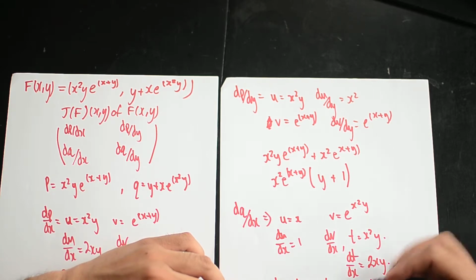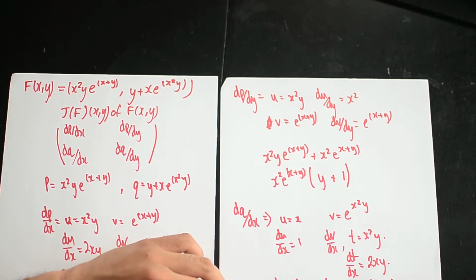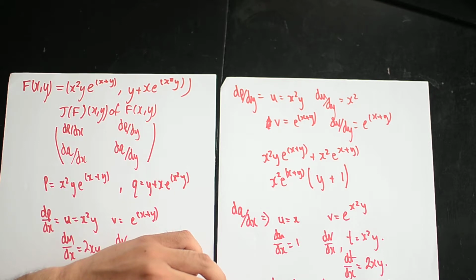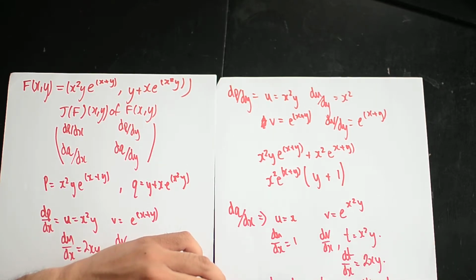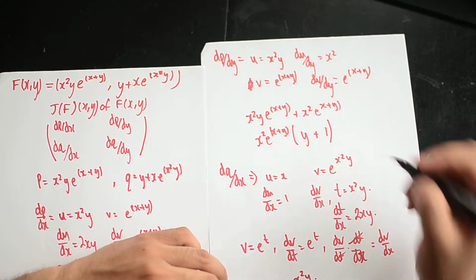Whoops, dt by dx. The dt's cancel out, giving me my dv dx, which is what I want in my product rule. And now that's going to be this multiplied by this, which is 2xy. Now t equals x squared y. So I've got my dv dx, and now I use my product rule going across.